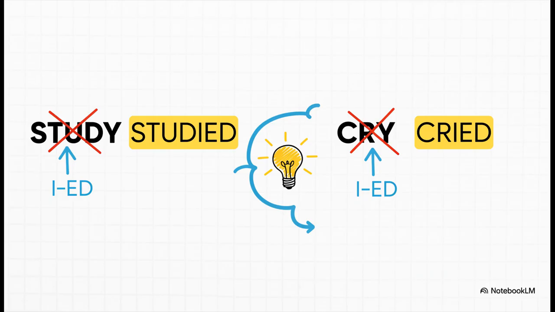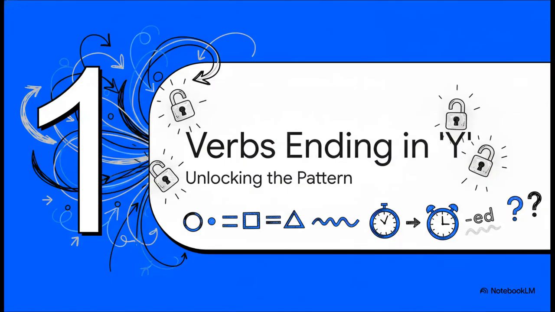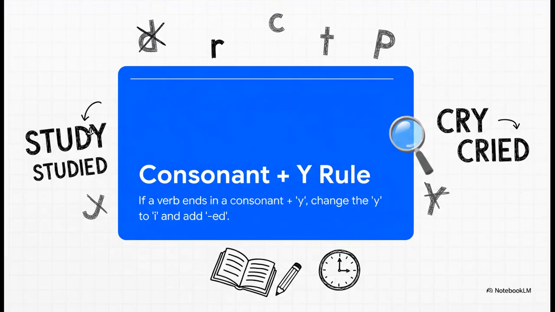Now, that is not a coincidence, folks. There's a rule at play here. So, you've seen the pattern. Let's break down the why behind it. This is where we unlock the secret. Okay, so here's the deal. It's all about the letter that comes right before the Y. In study, it's a D. In cry, it's an R. Both of those are consonants, right? So when you have a consonant plus Y, you always change the Y to an I and add ED.